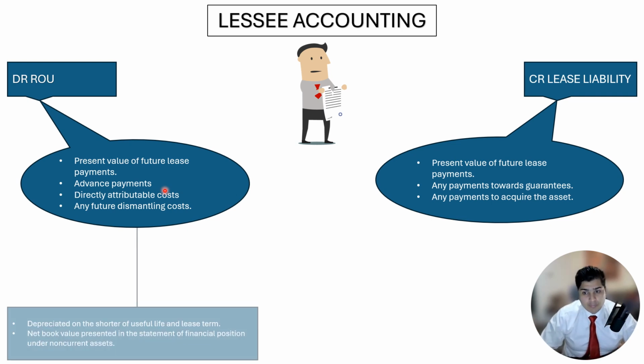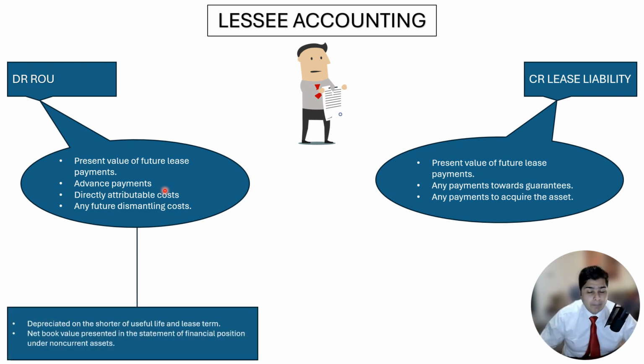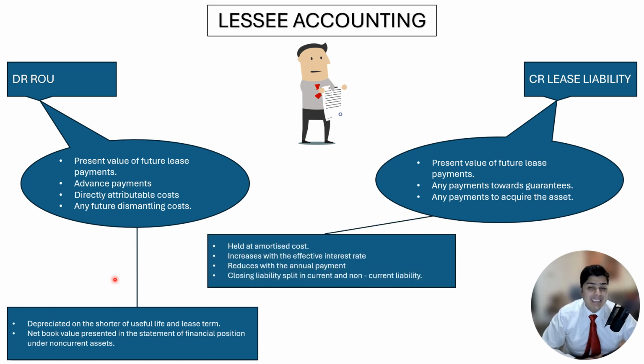Initially, moving forward, the assets will get depreciated on the shorter of useful life and lease term. Net amount of the ROU will be presented in the statement of financial position. Lease liabilities, whereas on the other side, are held at amortized cost. Amortized cost meaning the opening lease liability will increase with the effective interest rate and it will reduce with the lease payment. Closing liability will be split between current and non-current.